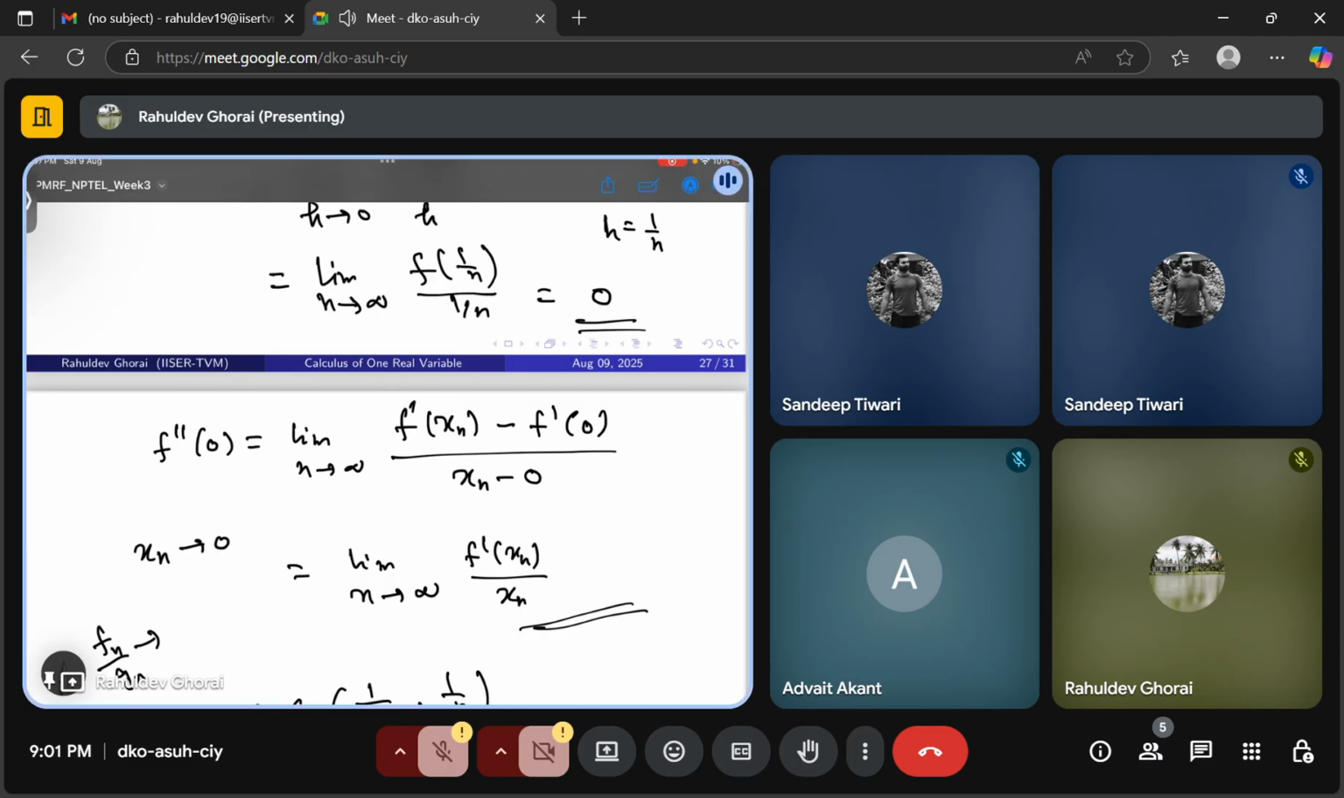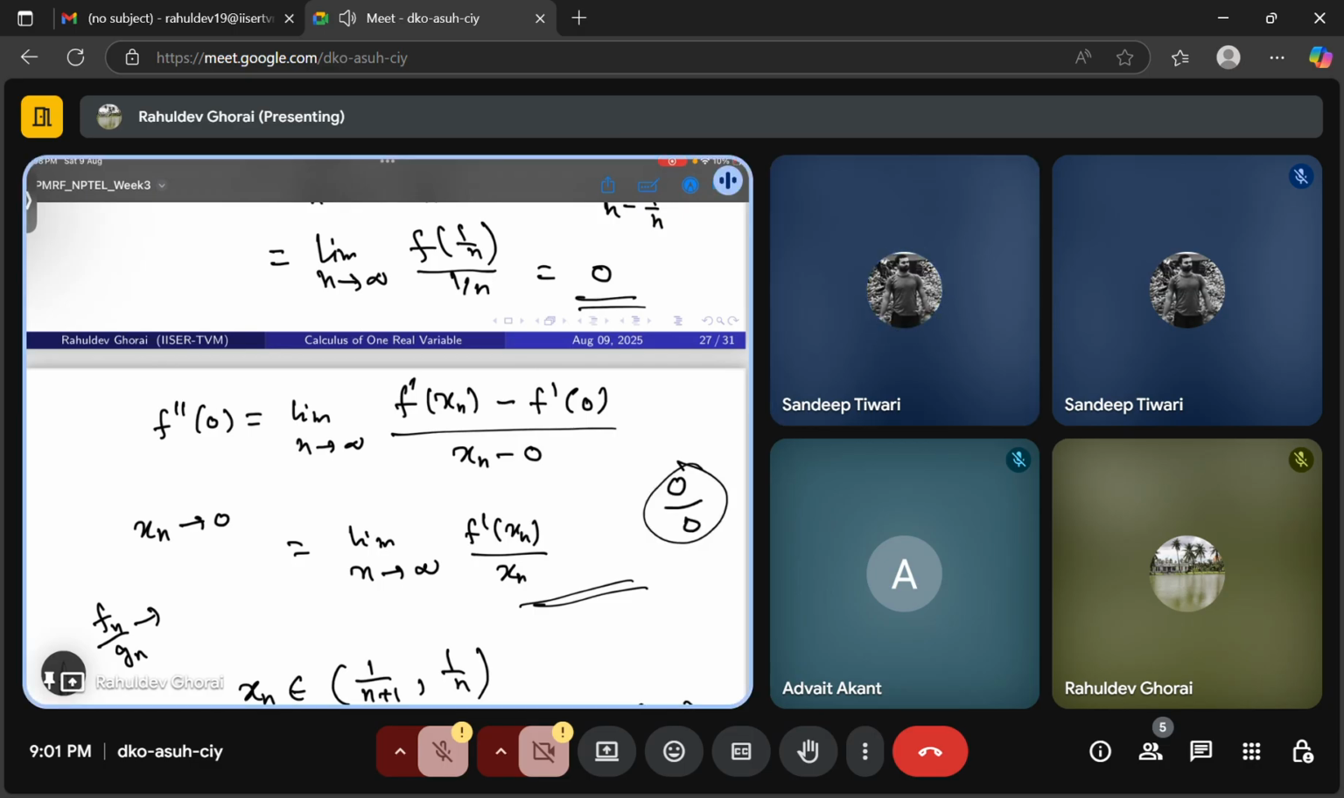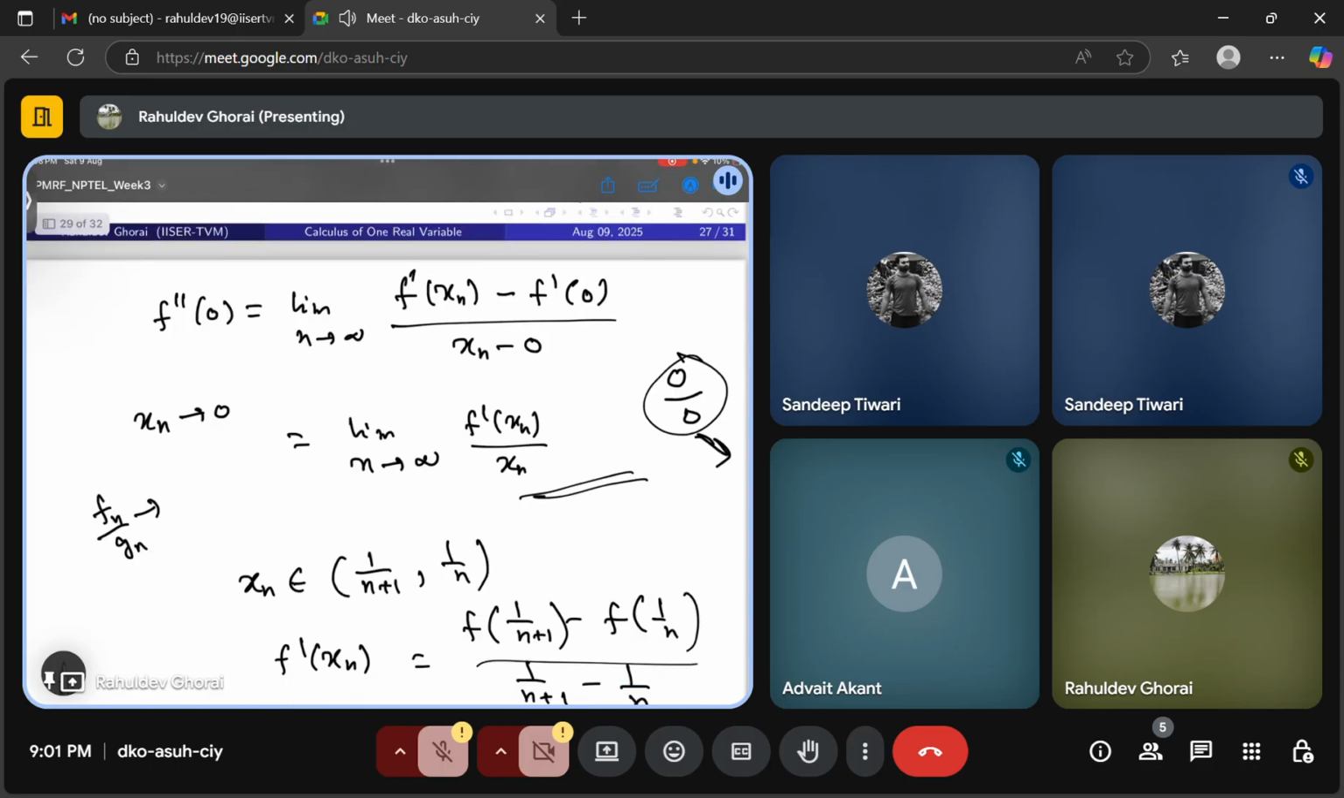No, no, no. You cannot say that. The below limit is also zero. Because as n tends to infinity, xn is converging to 0, right? The numerator limit is zero and the denominator limit is zero, so 0 by 0, you cannot do that. It can be infinity, it can be 0 also, okay? You can use some different way.